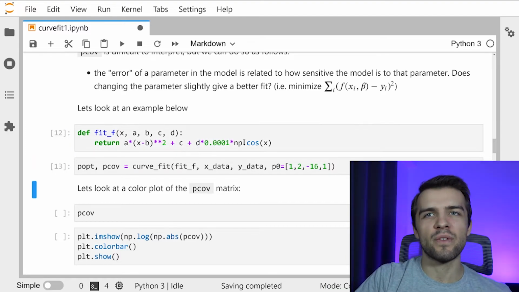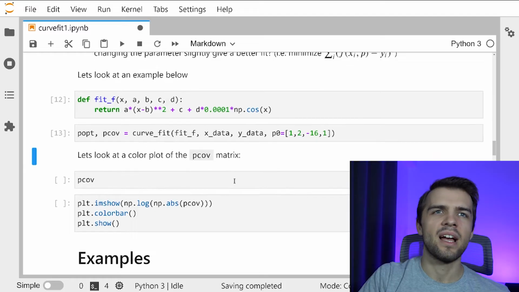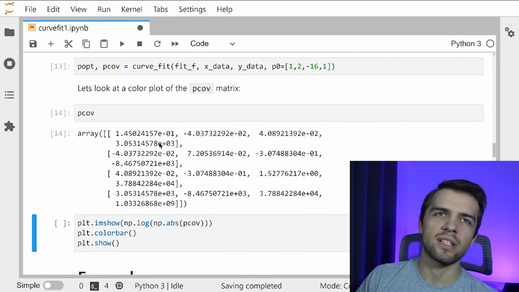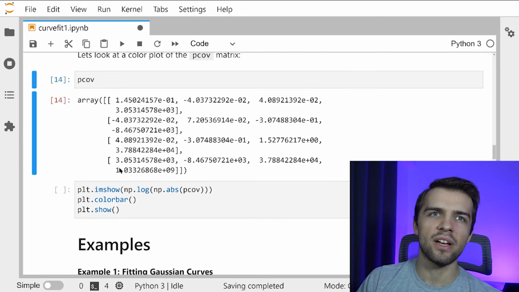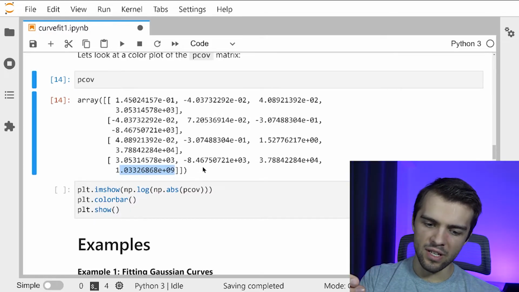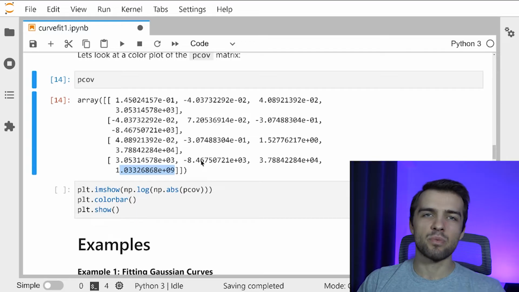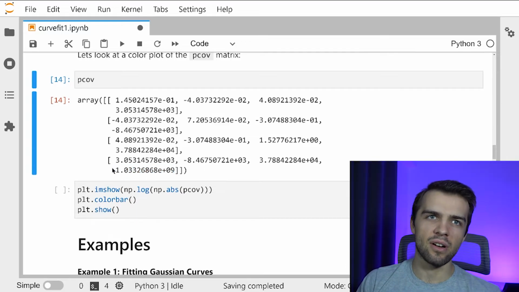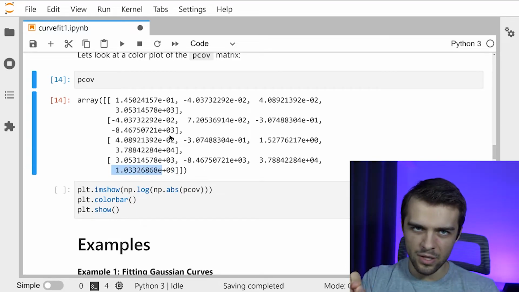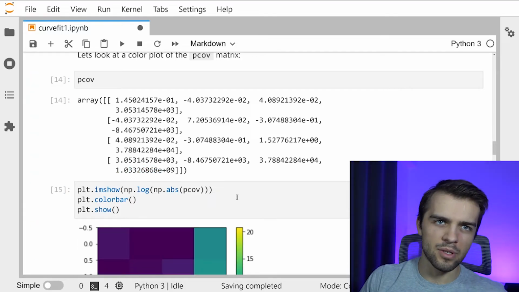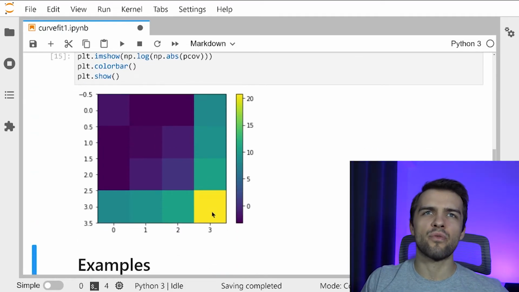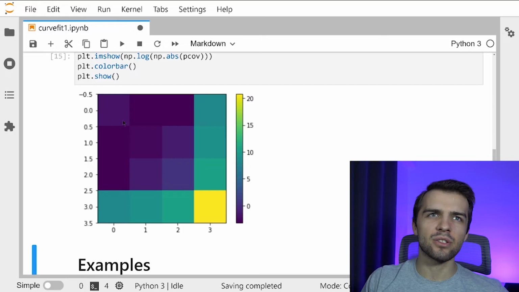So I can get the best fit for A, B, C, and D, and I can look at the covariance matrix now. And you'll see that this value here at the bottom right, which is the variance of the parameter d, is really large. So this is related to the error on d. Everything on the main diagonal is related to the error of the parameter. So if I look at this here, you see that it's 4 by 4. The main diagonal is related to the error on A, B, C, and D.